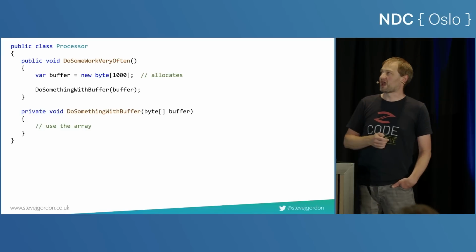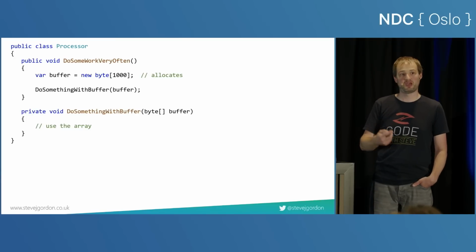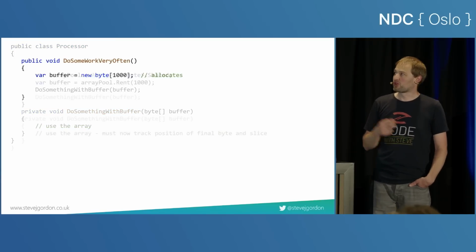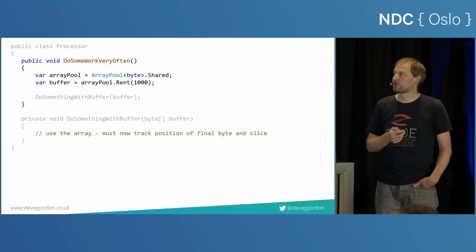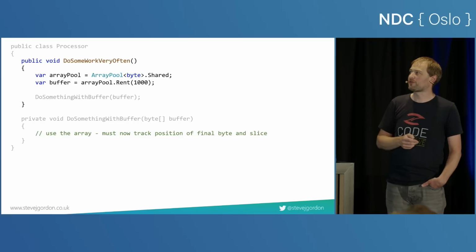Now, this code obviously allocates that array every time. So if it is called from a tight loop, we're going to create these short-lived 1,000-byte arrays fairly regularly. So we can switch away from that by instead moving to using the shared array pool and then renting. So in this case, we rent 1,000.